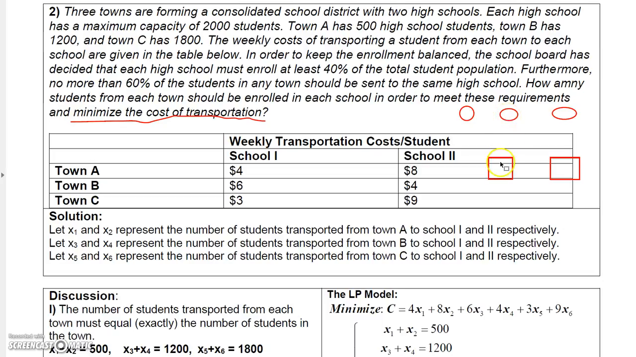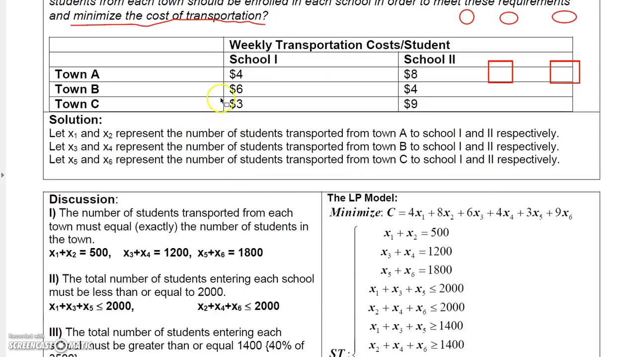Town B to school 1, we'll call that X3, and the number that go from town B to school 2, we'll call that X4. And then the number that go from town C to school 1, we'll call that X5, and the number that go from town C to school 2, we'll call that X6.